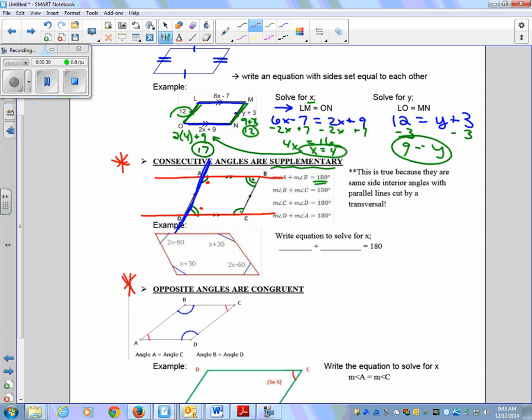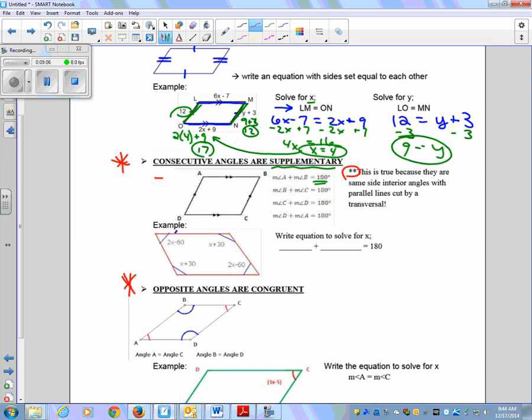Same side interior angles, right? Same side of the transversal, interior between the two parallel lines. Same side interior angles, we learned, are supplementary when the lines are parallel. So consecutive angles being supplementary is actually not a new concept. If the two lines are parallel, then of course these two angles have to be supplementary because they're same side interior angles. So that's what I have written over here. This is true because they are same side interior angles with parallel lines cut by a transversal.